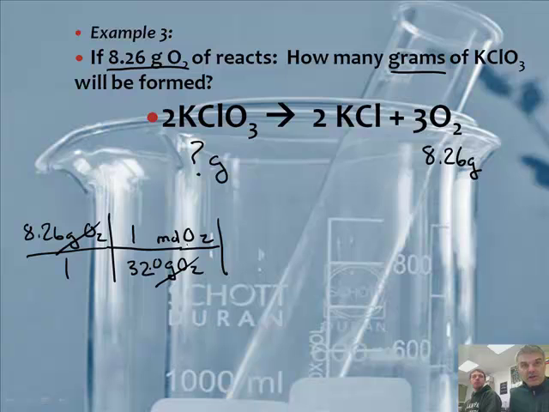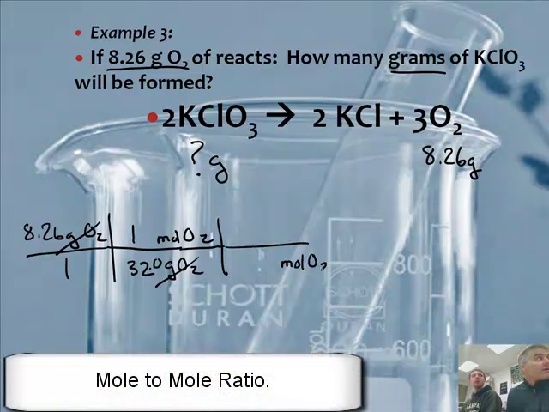So now I have moles of oxygen. Now I need to get rid of moles of oxygen, so I'm just going to put moles of oxygen on the bottom. This is the mole ratio step. To go from moles of one thing to moles of another thing, we use a mole ratio. So then I'm going to say moles of potassium chlorate.